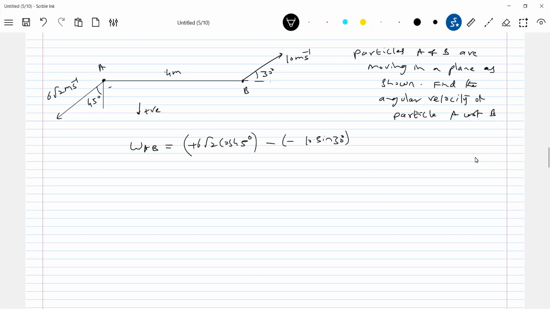Now why negative sign? 10 sine 30 will be in that direction, thereby perpendicular distance between them. So which components you should take? Those components which are directed perpendicular to line joining the particles, they will determine angular velocity. So 6 root 2 cos 45 is 6, minus of minus will be plus 5 by 4. So 11 by 4 radians per second.